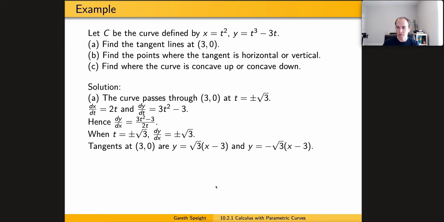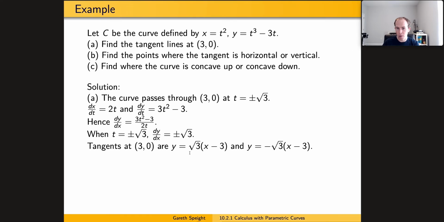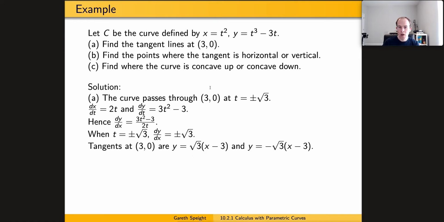So knowing this, we can write down the equations of the tangent lines. y minus y1 equals m times x minus x1. y1 equals 0, x1 is 3 in both cases, but we have dy/dx as plus or minus the square root of 3. So we get equations of tangent lines: y equals square root of 3 times (x minus 3), and y equals minus the square root of 3 times (x minus 3).